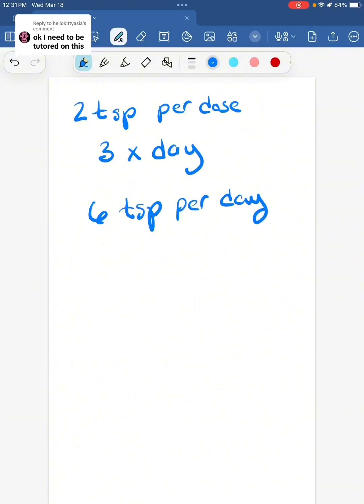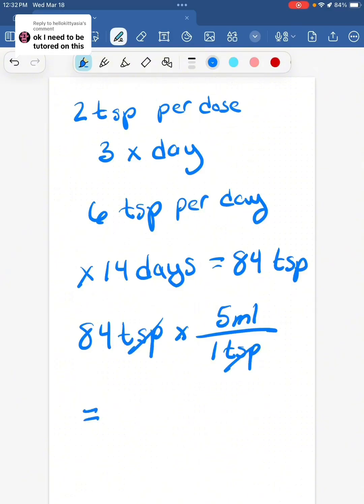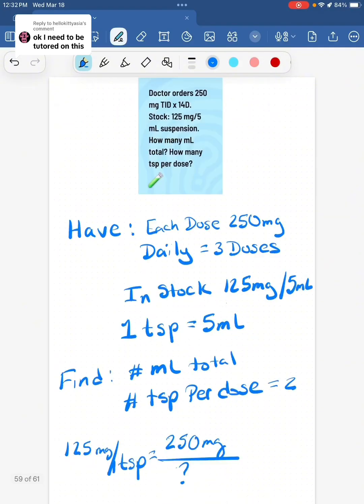And I'm just going to roll with the teaspoons because I already have the teaspoons in my head. Of course, we could have put it back to mLs already, but we're just going to roll with this. So, 6 teaspoons per day times 14 days equals 84 teaspoons. And then we're just going to put this back to mLs. 84 teaspoons times 5 ml per teaspoon. Cancel those out, which equals 84 times 5, 420 ml total. So that's the total number, 420 ml. This is what we dispense, and this is what they need to give at home per dose.